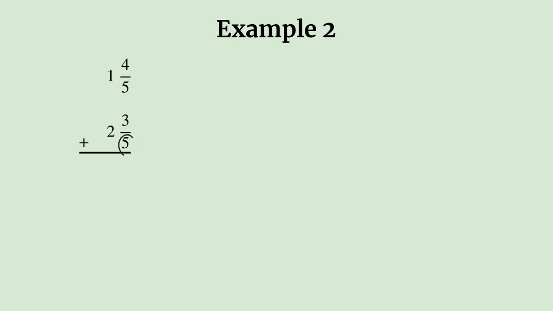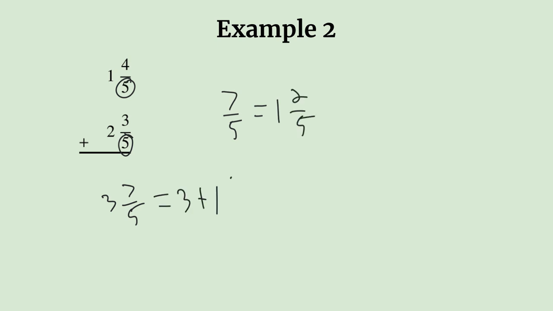Same thing. We see we've got the same denominator, so we add right down. So 3 and 7/5. 7/5 is the same as 1 and 2/5. So this is equal to 3 plus 1 and 2/5, which is 4 and 2/5. Don't forget to always check to see if you can reduce. Always with fractions, 2/5 does not reduce.